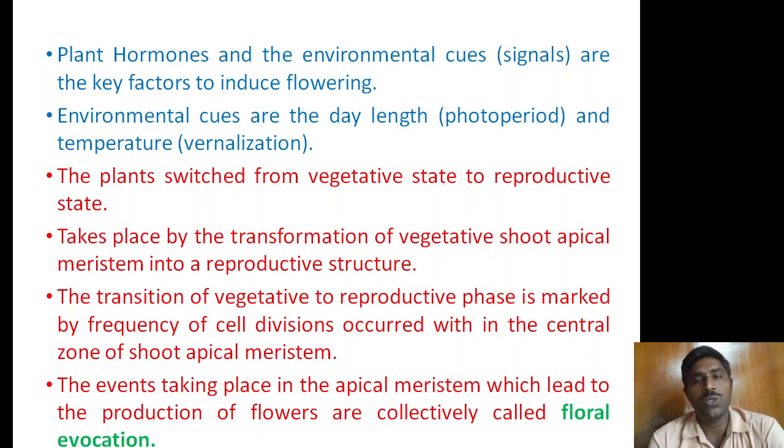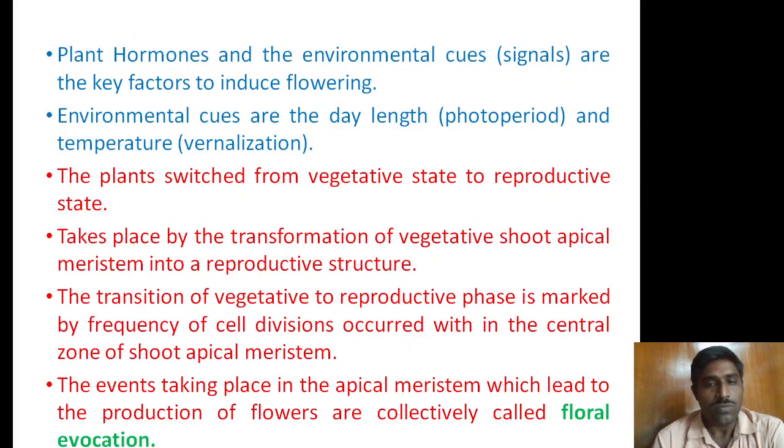Next, environmental cues, that means signals, are the day length, that means photoperiod, and temperature. These are the very important factors which induce flowering in plants. Generally, the plant switches from vegetative state to reproductive state. That means a plant which is growing vegetatively switches its mode to the reproductive phase. That means production of flowers, fruits, and seeds.